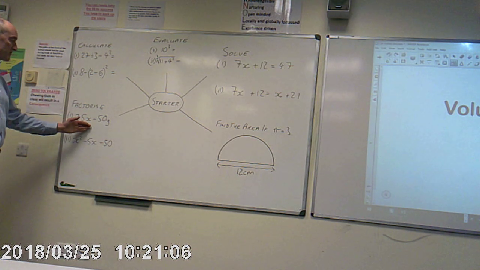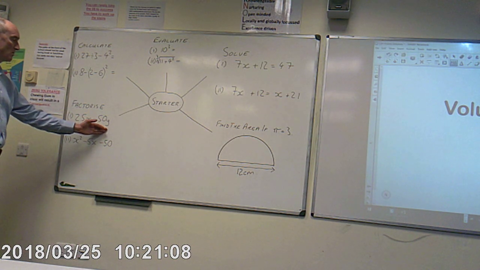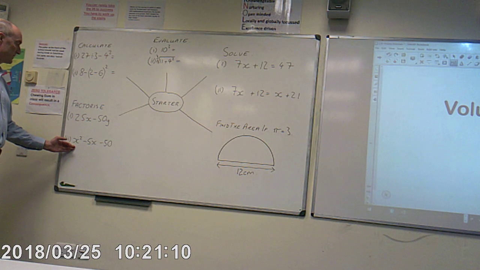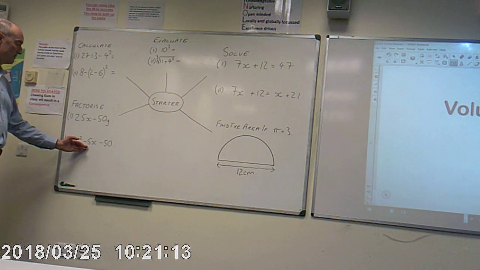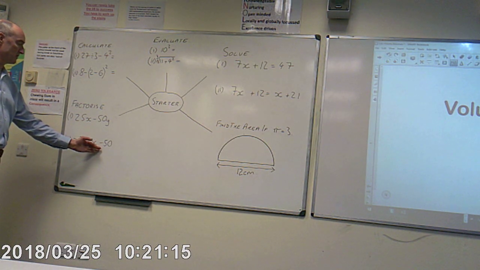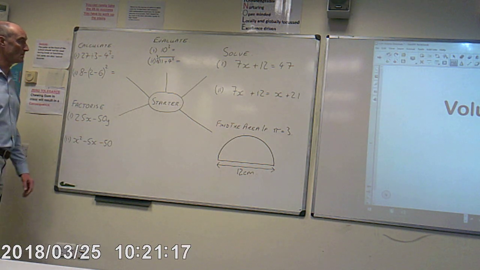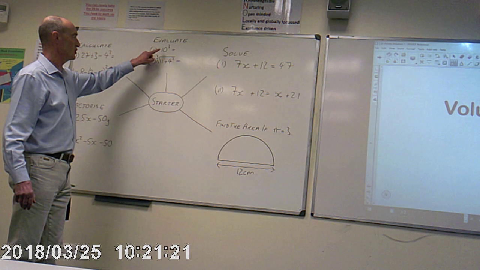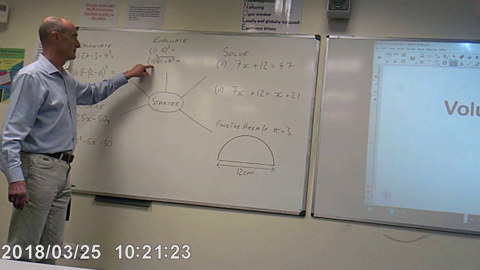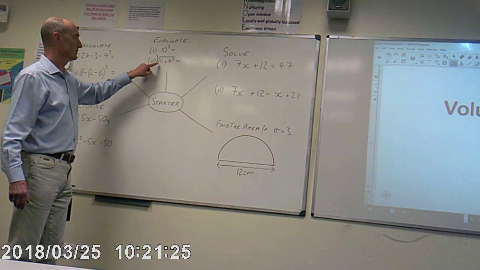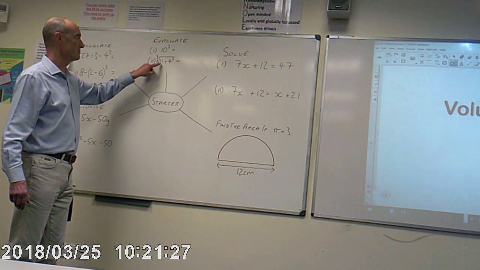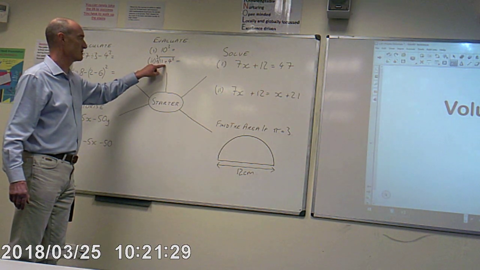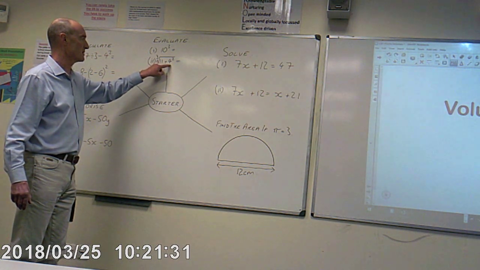Factorise, 25x subtract 50y. Factorise, x squared, subtract 5x, subtract 50. Evaluate, 10 cubed. Next one, it's a cube root, and inside the cube root is 11 plus 4 squared.